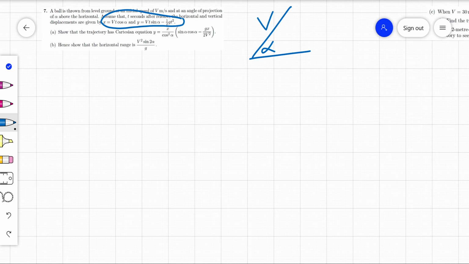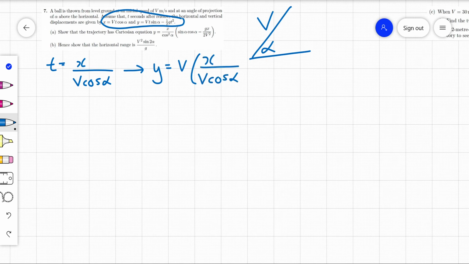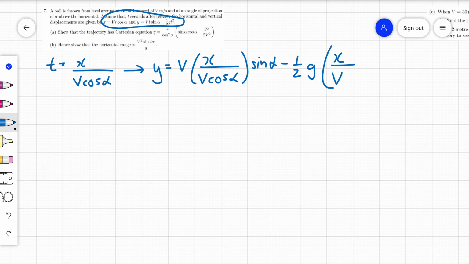If we want the Cartesian equation, we make t the subject. So in the x equation, if I make t the subject, I've got x on v cos alpha. And if I sub that into the y equation, I've got v t sine alpha minus a half g t squared, with t being x on v cos alpha, all squared. We just want it to look like the equation they've given us.